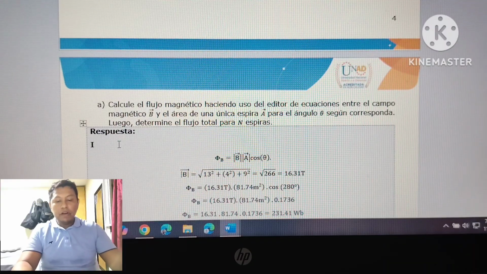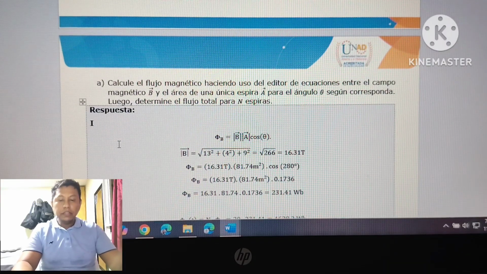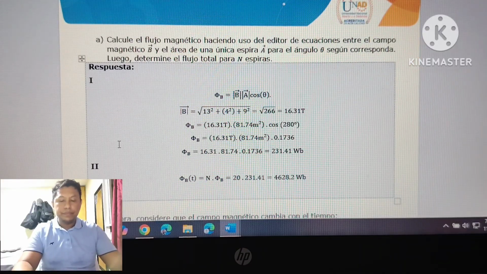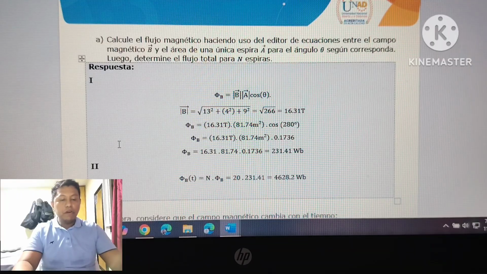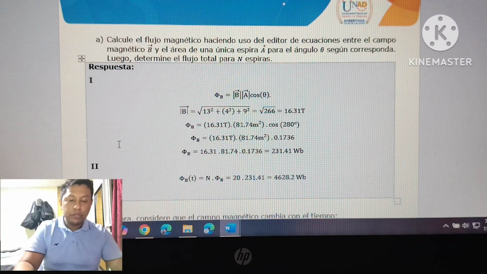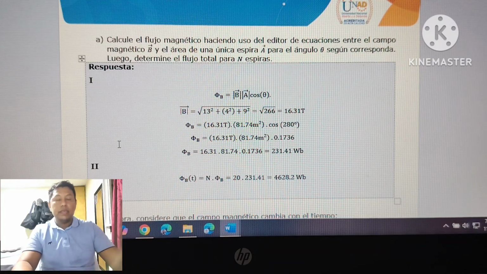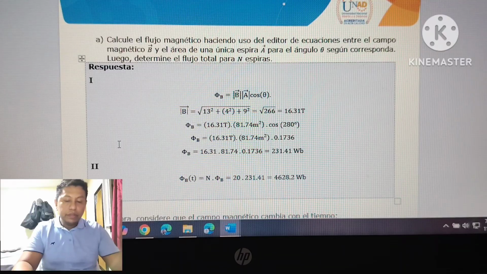2. Calculation of magnetic flux. Phi equals the magnitude of B times the magnitude of A times the cosine of theta. Replacing values, the magnitude of B is the square root of 13 squared plus minus 4 squared plus 9 squared, which is the square root of 266, equal to 16.31 Tesla.